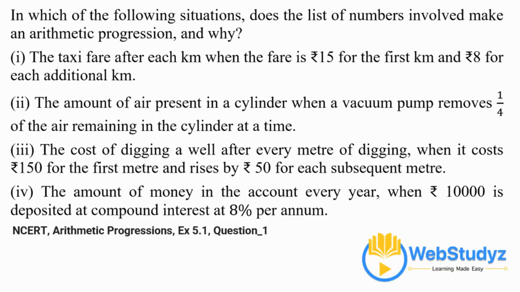Hello students, let's read this question. In which of the following situations does the list of numbers involved make an arithmetic progression and why? First question is the taxi fare after each kilometer when the fare is 15 rupees for the first kilometer and 8 rupees for each additional kilometer. So let's start the solution.